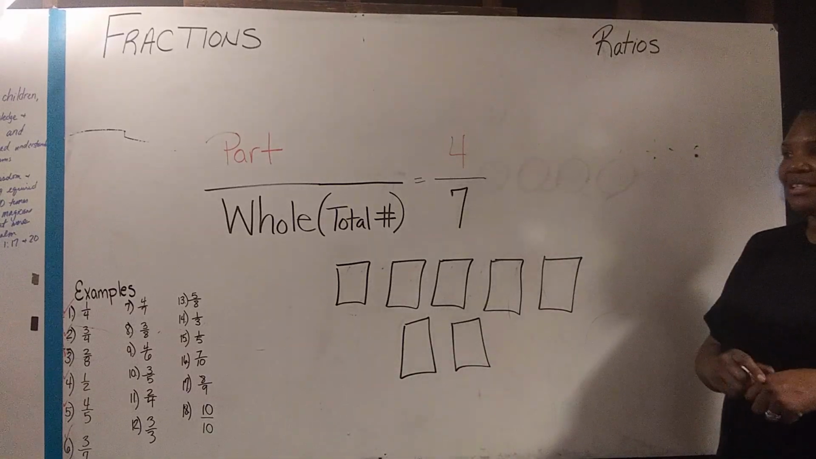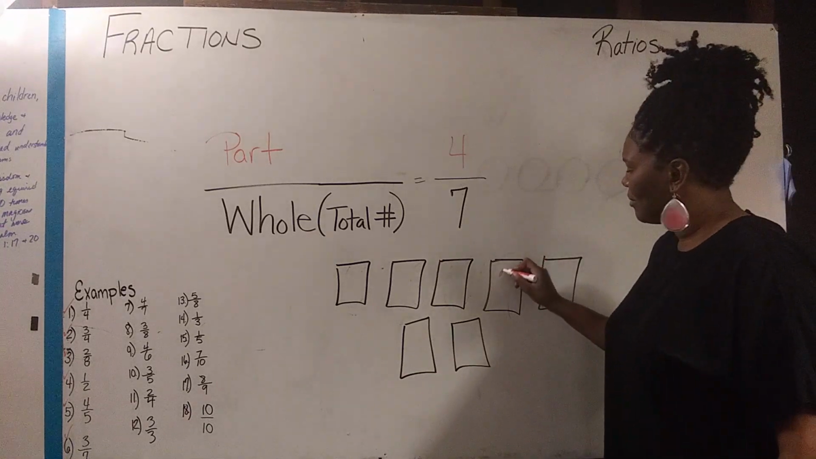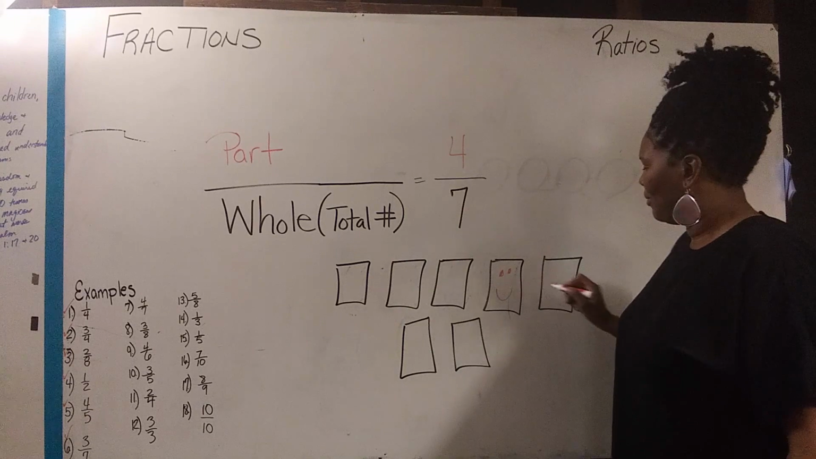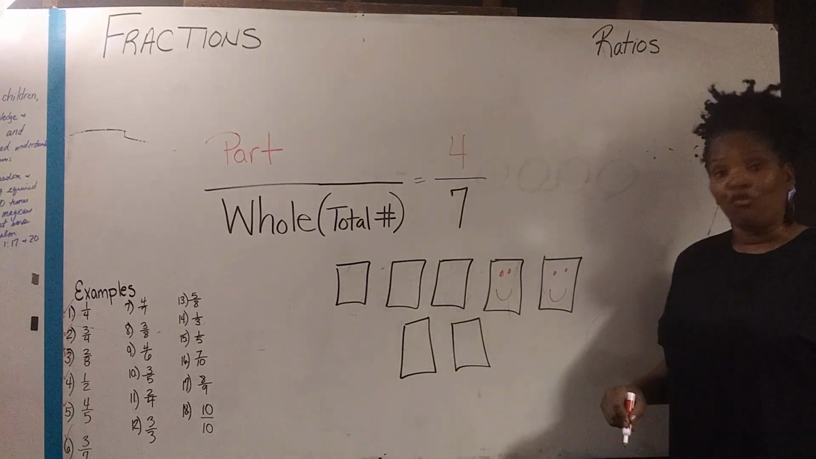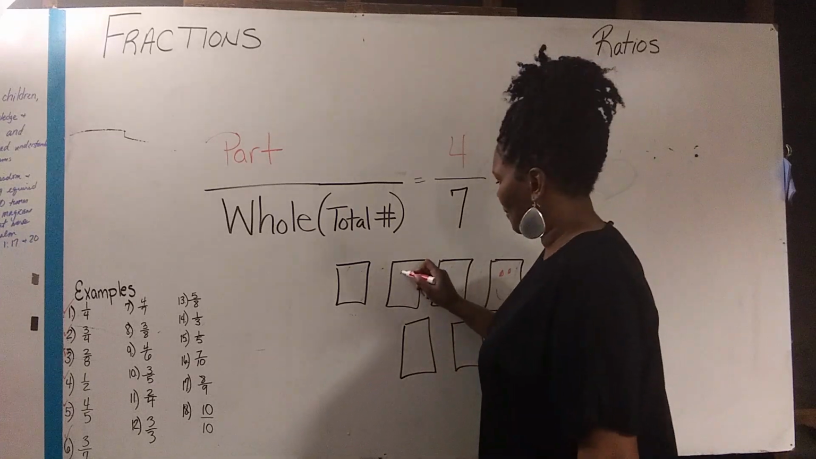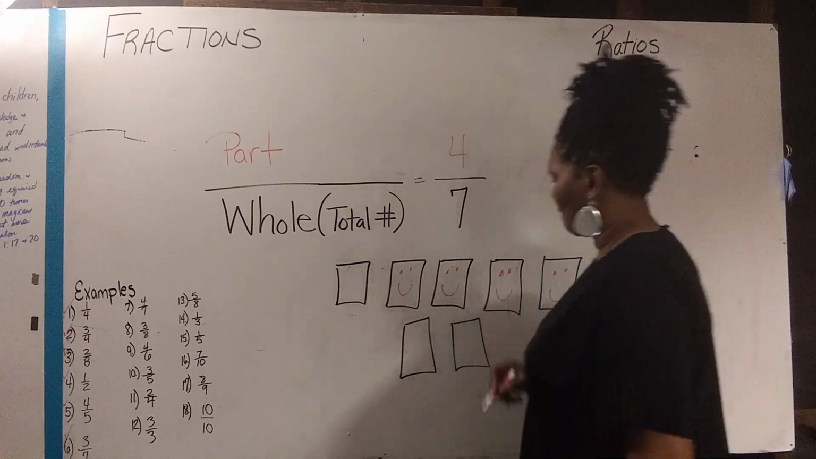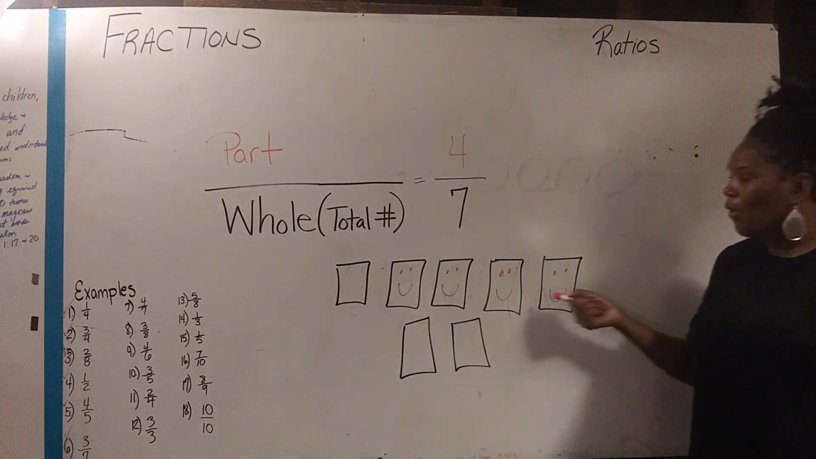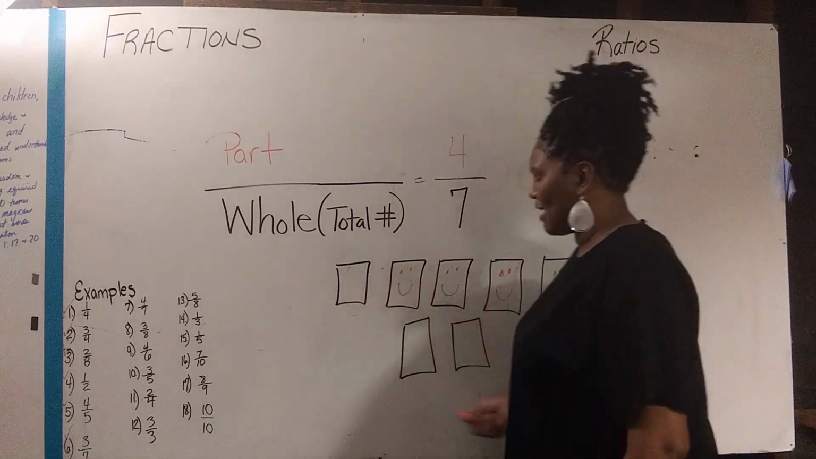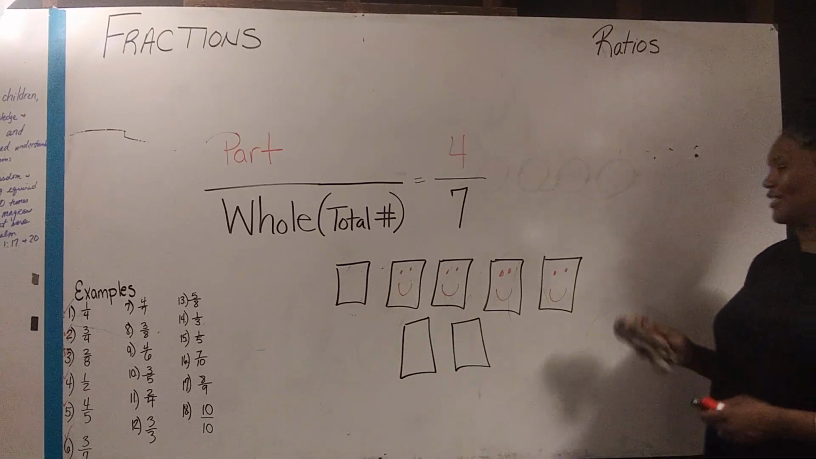And now how many are we going to color in? The number at the top tells me. Good, we're going to color 4 of them in. So I'm just going to put, you know what? I'm going to put smiley faces. How many do I have to give smiley faces? 4 of them. Good. That is 4/7. So 4 of my 7 squares have smiley faces. Good job. You're doing great with your fractions.